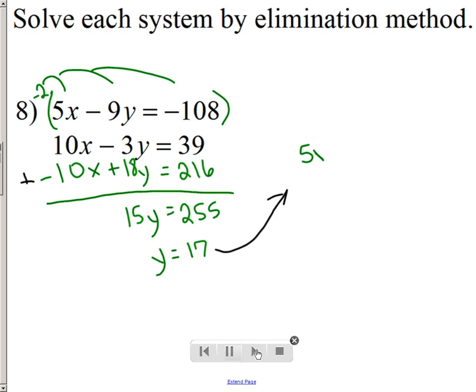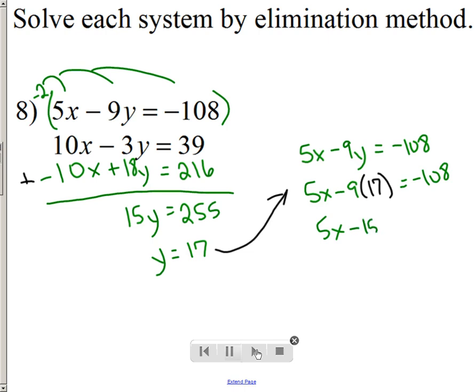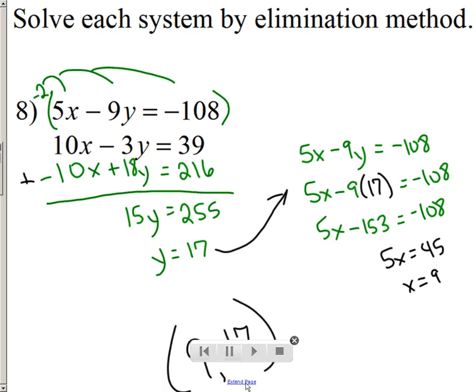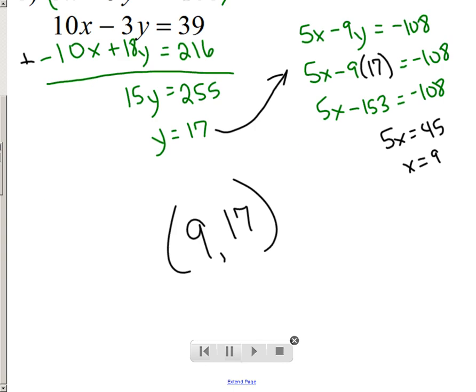Plug that back into one of the original equations. Be careful when you do this. Don't just say 9 times 17 right there. What I'd like you to do is look at it as -9 times 17. Take that front sign in front of it. So -9 times 17 is -153. And hey, then it's a two-step equation. Add 153 to both sides. Divide by 5 on both sides. X equals 9. Y equals 17.